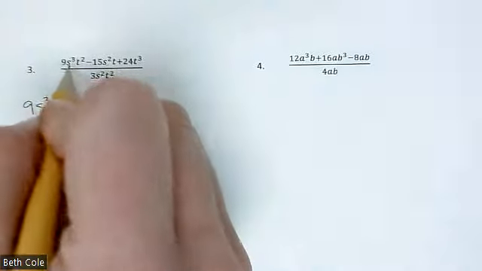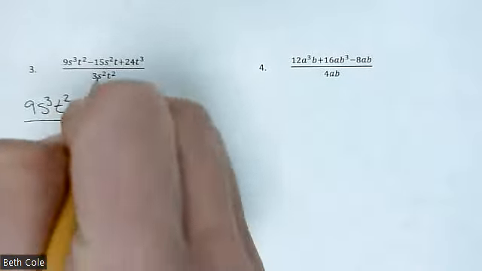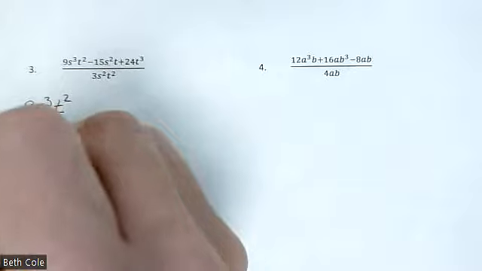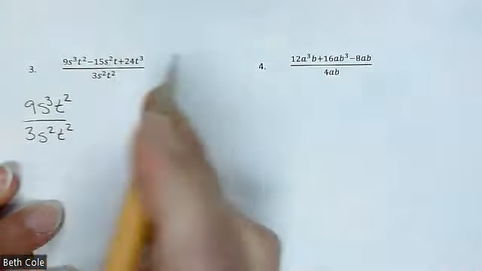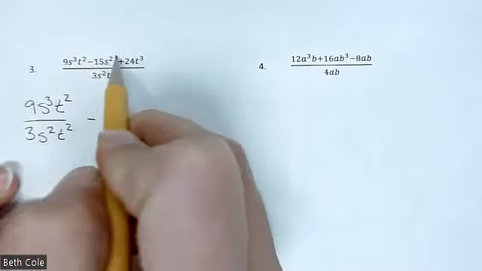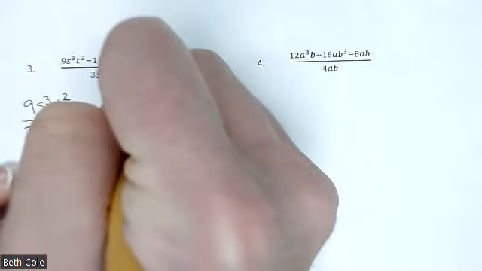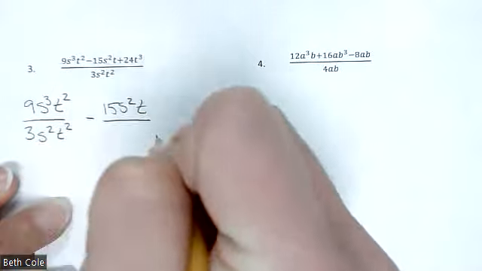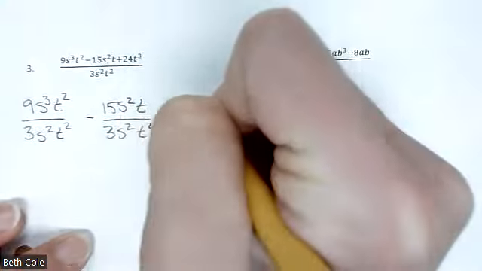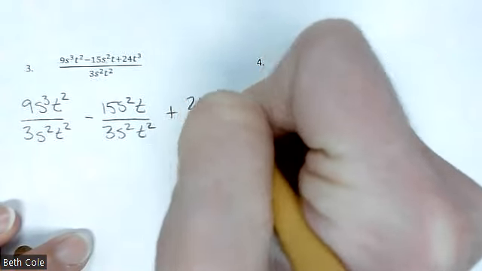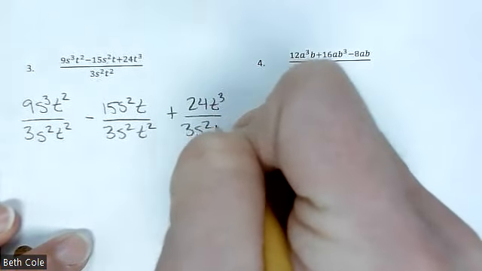Just write it down. So you're going to take this first term divided by 3s squared t squared, minus, and then you're going to take this middle term, 15s squared t divided by all of that. And then plus 24t cubed divided by all of that.